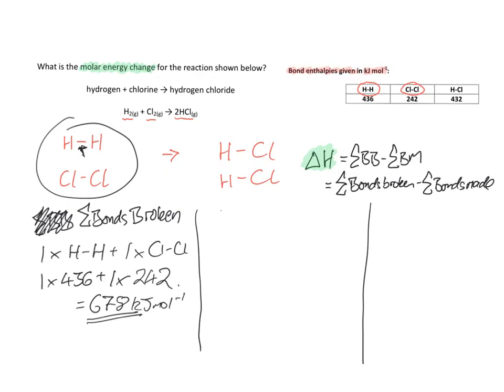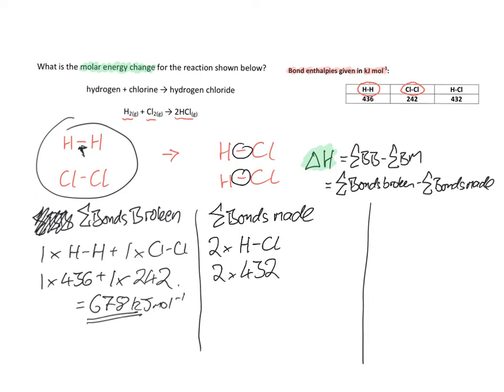So what else do I need to know? Sigma bonds made. Well, what have I got up here? I have this bond and this bond. Well, what are those bonds? They are both HCl single bonds, and I've got 2 of them. So that's all I've got up this side. So I've got 2 lots of 432. If you're wondering again where I'm getting these numbers from, they are up here in the data that has been very kindly given. If you find yourself trying to do a calculation that you don't have data for, you probably made a mistake in your diagram.